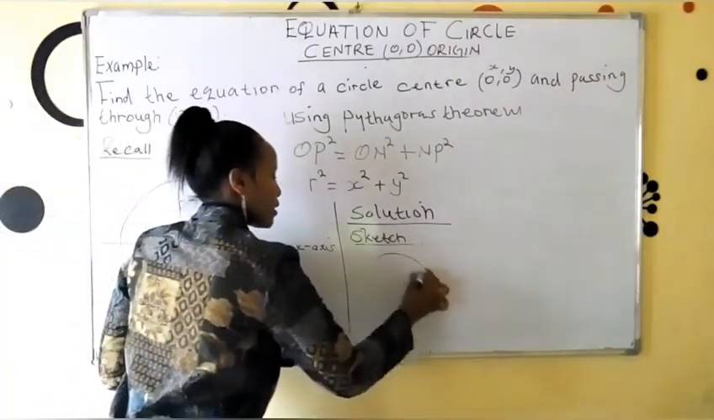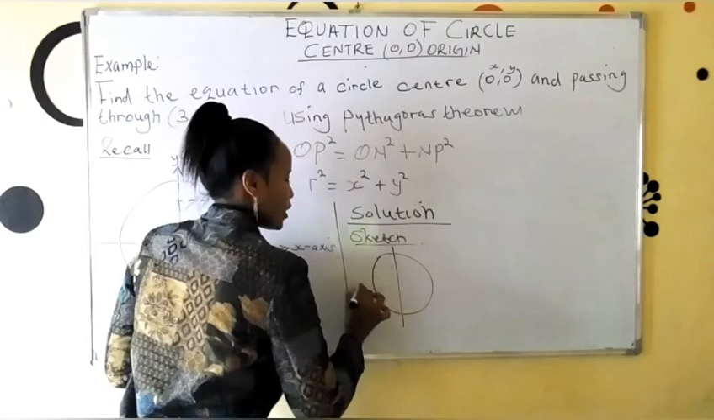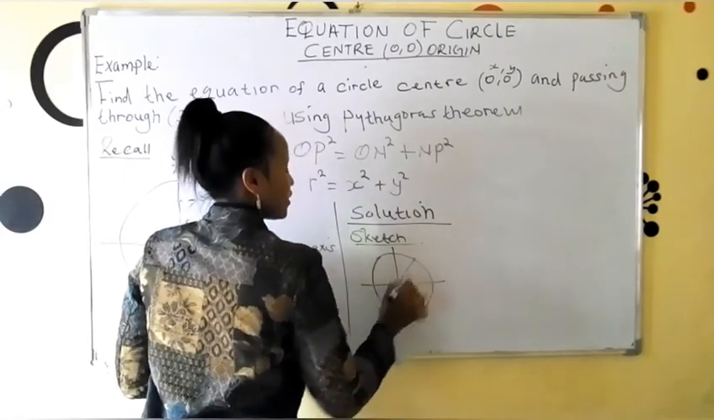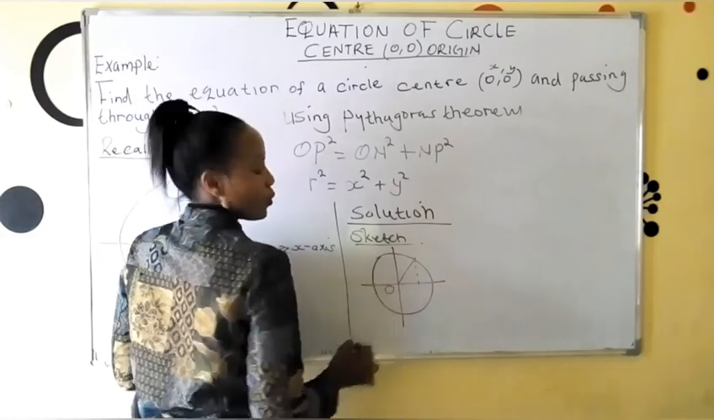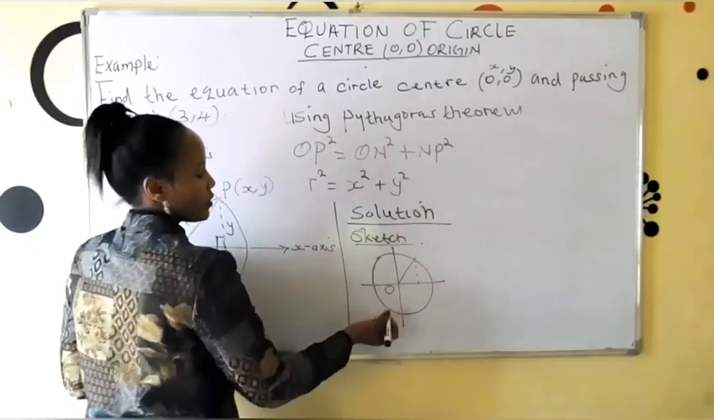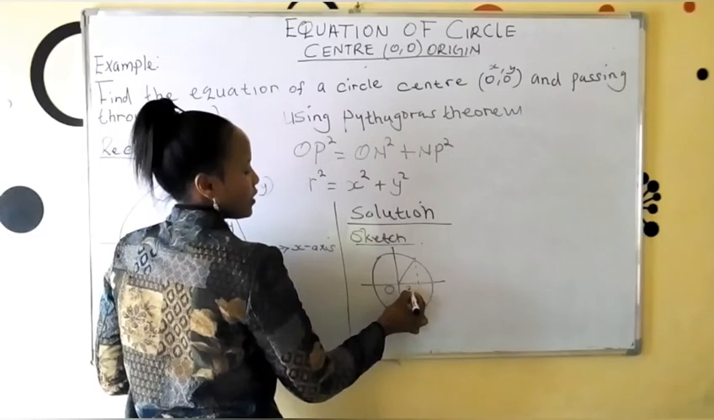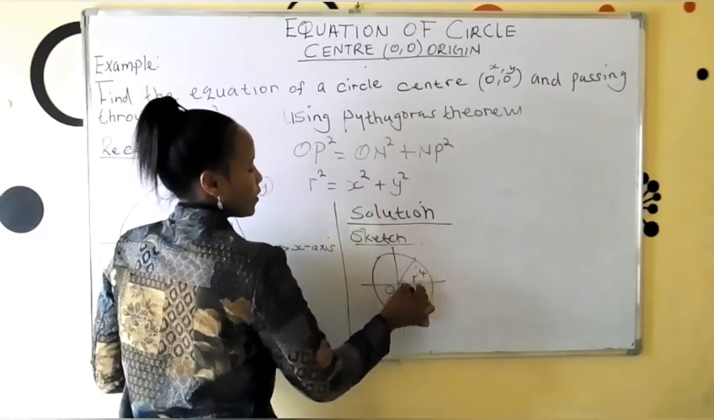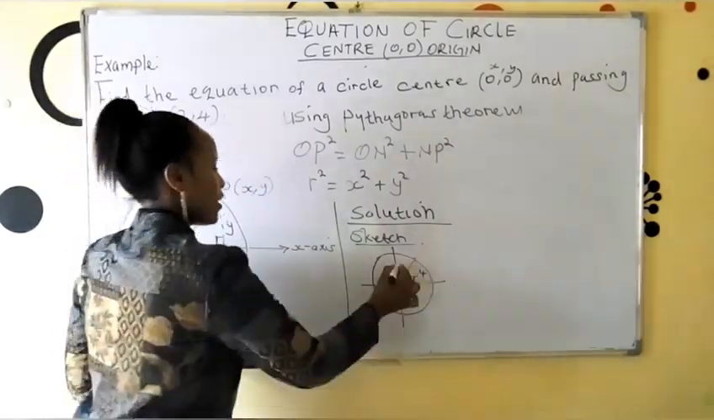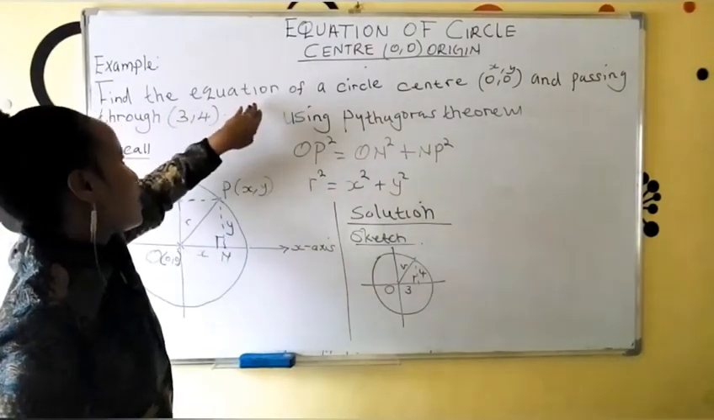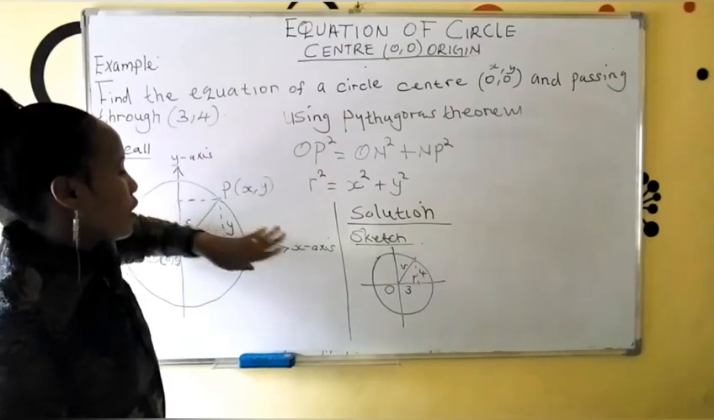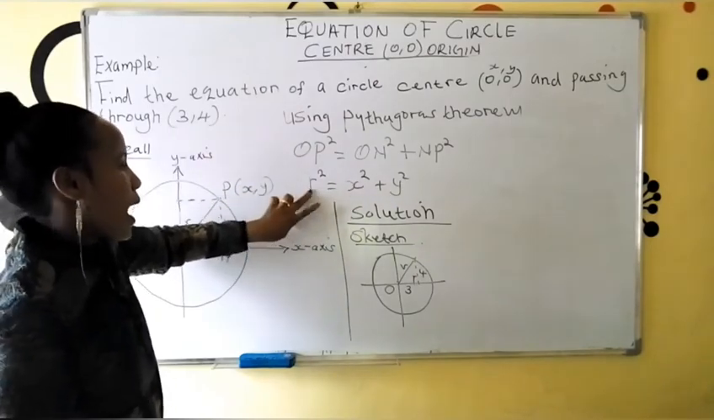So this is our circle. Center is the origin. This is the radius, and this is O, where the values of x and y are 0, and this side is 3, this side is 4. This is a right-angled triangle. This is R. For us now to find the equation of this circle, we have first of all to find r.